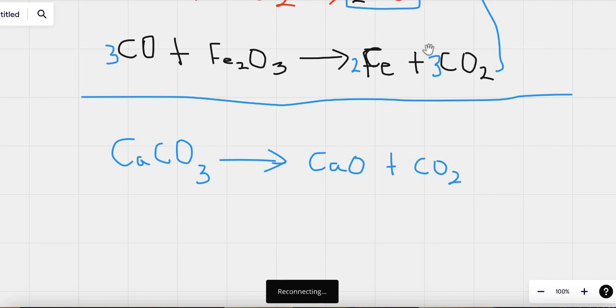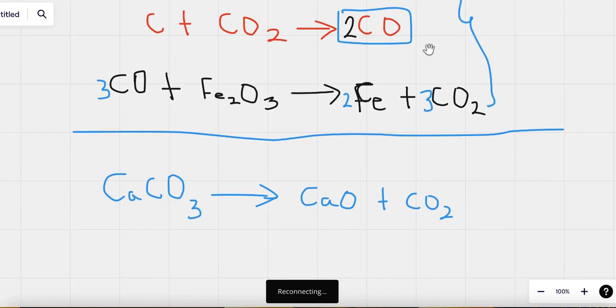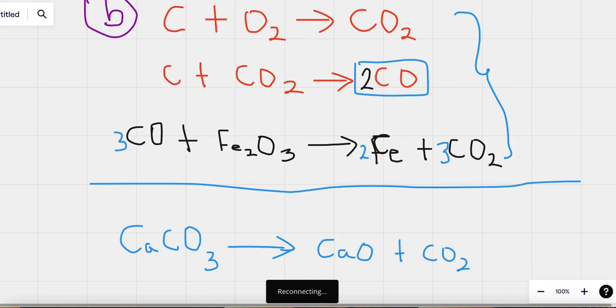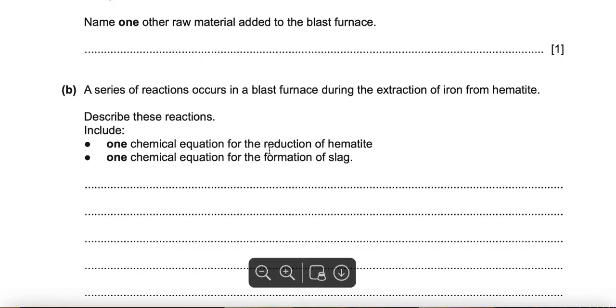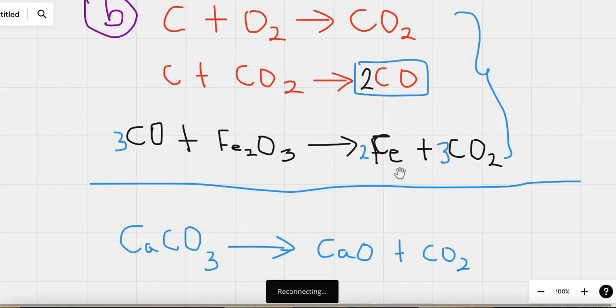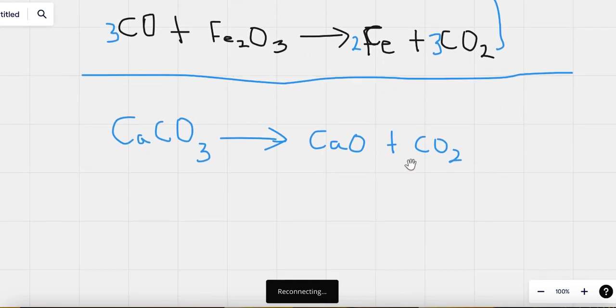We just need to write the reduction equation and what they instructed us to do. They say, write 1 chemical equation for reduction of hematite, which is the last one we wrote, and 1 chemical equation for the formation of slag. Okay, so we have done that. Now the slag to be formed, calcium oxide will react with silicon dioxide to form calcium silicon trioxide. Okay?